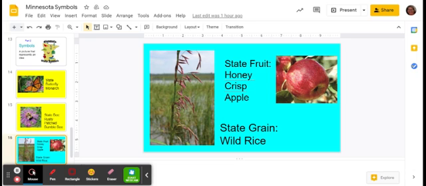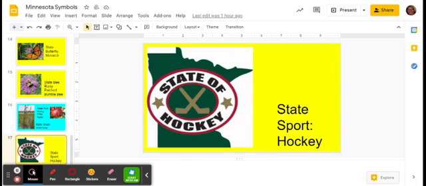So Minnesota produces over half of the world's hand-harvested wild rice. It is a staple food, meaning a very important food for the Ojibwe people in Minnesota. And it has very much a cultural and an economical significance in the state of Minnesota. We also have a state sport. The state of hockey is what our nickname is. Often we hear that, the state of hockey for the state of Minnesota.